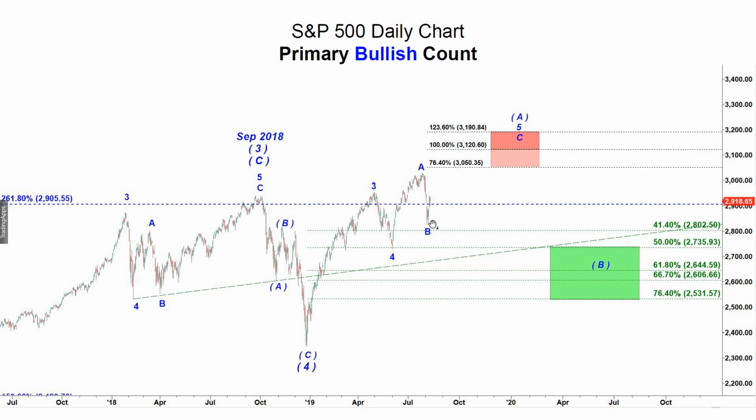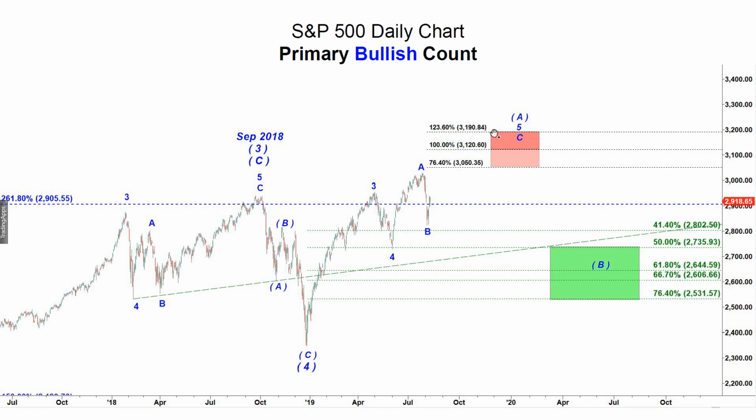So the primary count assumes that the rally that started in December 2018 has not concluded yet, has not topped yet. According to the rally off the low made on June 4th, we should get the final wave 5, which has to be subdivided as ABC. And so far we can only count A up, B down. That means that we have to get another rally in wave C up, and that rally should at least stretch to 3050, but the most probable scenario would be to go as high as 3120 or even 3190, or maybe even higher.